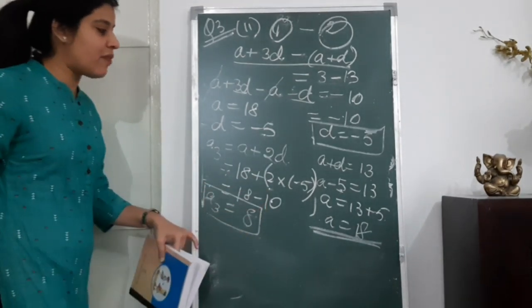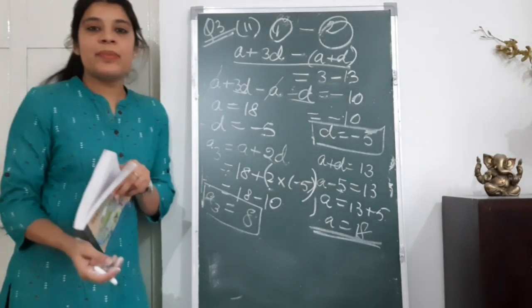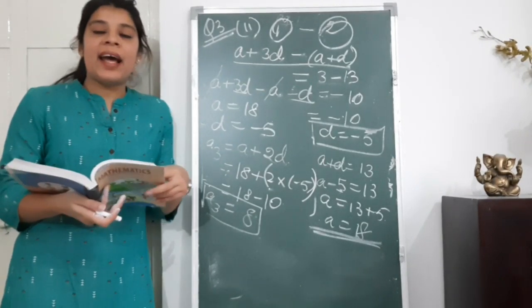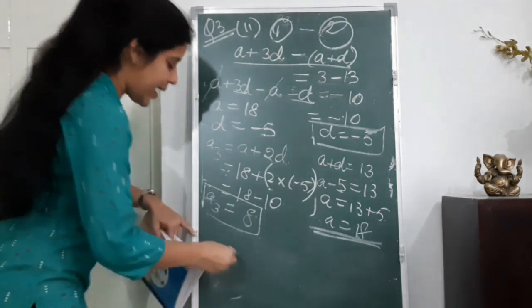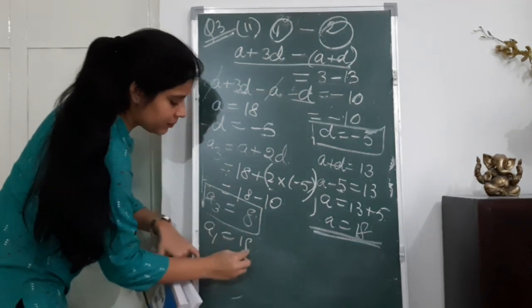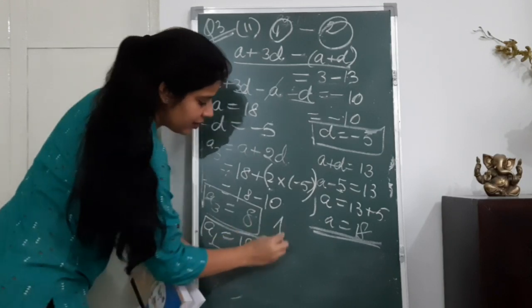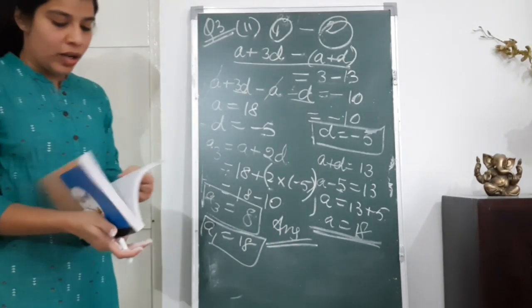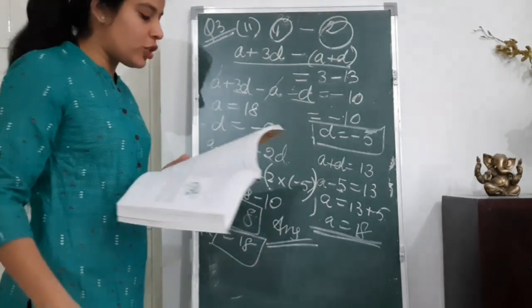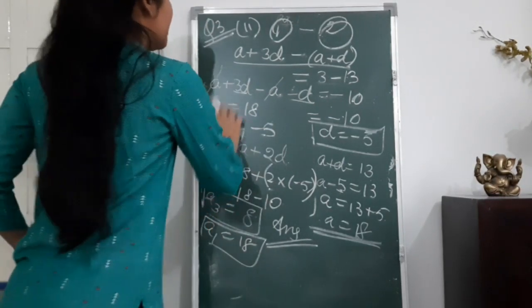So what are the missing values? The first term is missing, which is equal to 18, and the third term is missing from this AP, which is equal to 8. So these are our answer for this part. I hope it is clear to all of you. Now let's move on to the third part of this question.